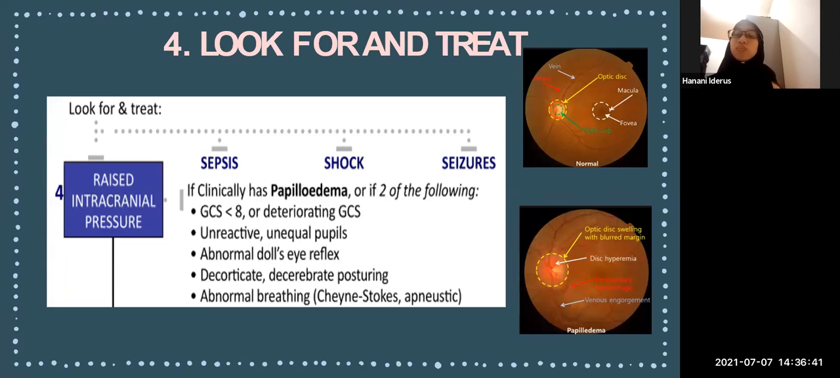The first one is based on the Glasgow Coma Scale is less than 8, or there is unreactive or unequal pupil. Unreactive pupil is basically when we direct the light to the pupil, we expect the pupil to constrict. However, the pupil doesn't show any reaction. That is when we consider the pupil is unreactive. For the abnormal doll's eye reflex, decorticate, and also abnormal breathing, I'll spend on the next slide. So next.